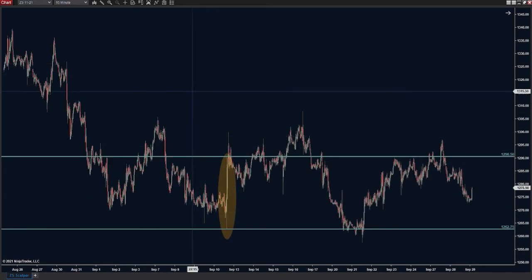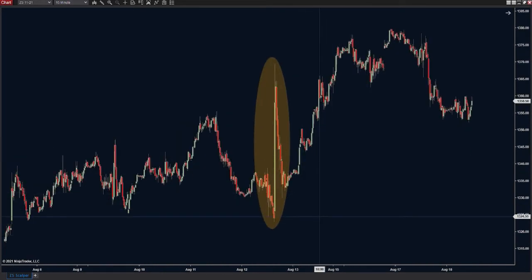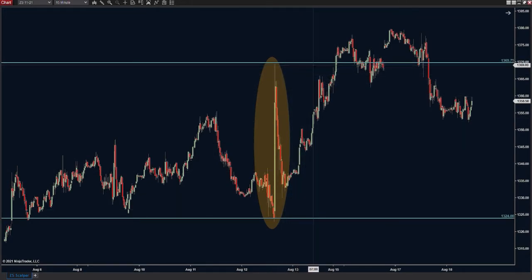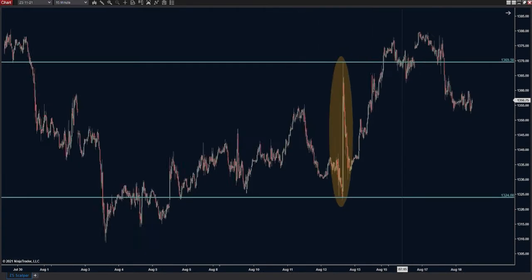Well, maybe it's just a fluke, right? Let's go back and look at the last one before that. The last one before that was over here. The bottom of that candle was there. The top of that candle was way up here. And that was a very full-bodied bullish candle.